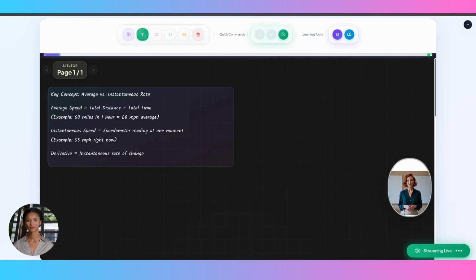That speedometer reading, that's what we call the instantaneous rate of change. It's telling you exactly how fast you're moving right now at this precise moment, not averaged over some longer period. And Mary, this is exactly what a derivative measures. It captures that right now rate of change, just like your speedometer captures your right now speed. This distinction between average rate over time versus instantaneous rate at a moment is absolutely fundamental to derivatives. Can you think of other situations where this difference between average and instantaneous might matter?